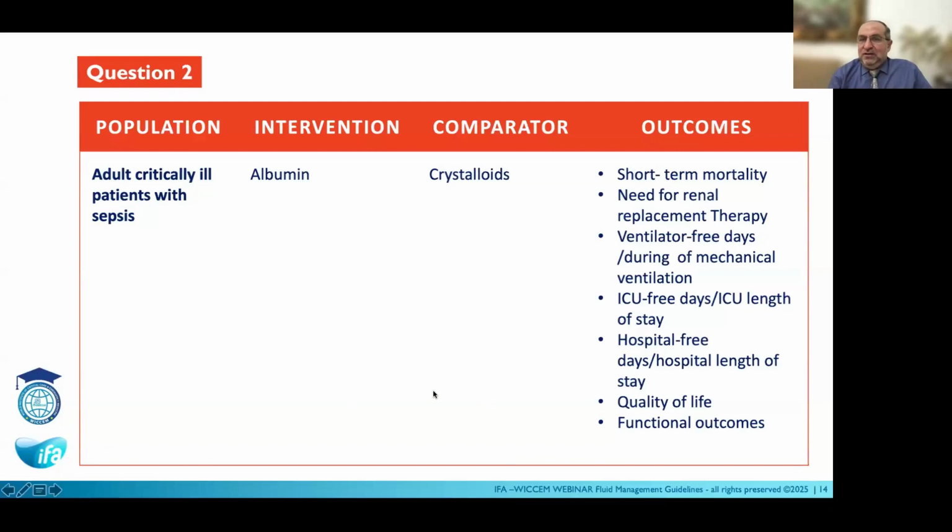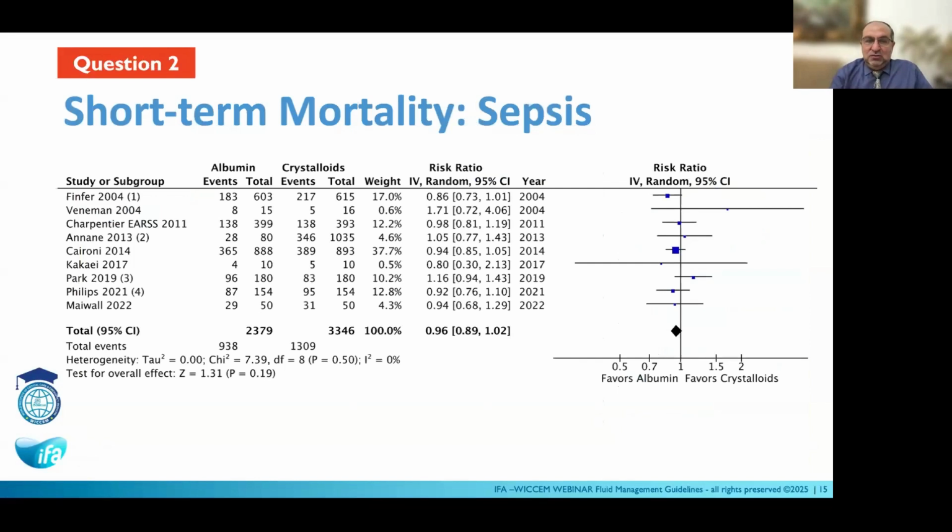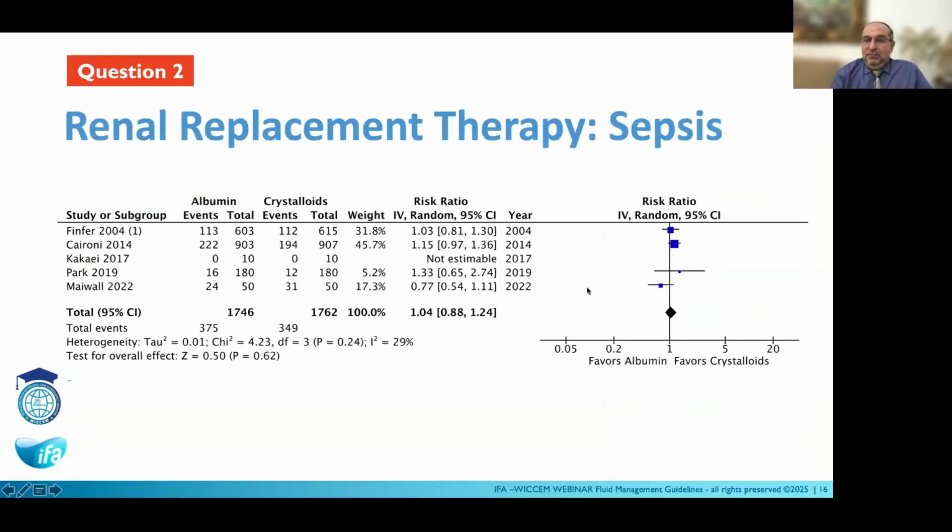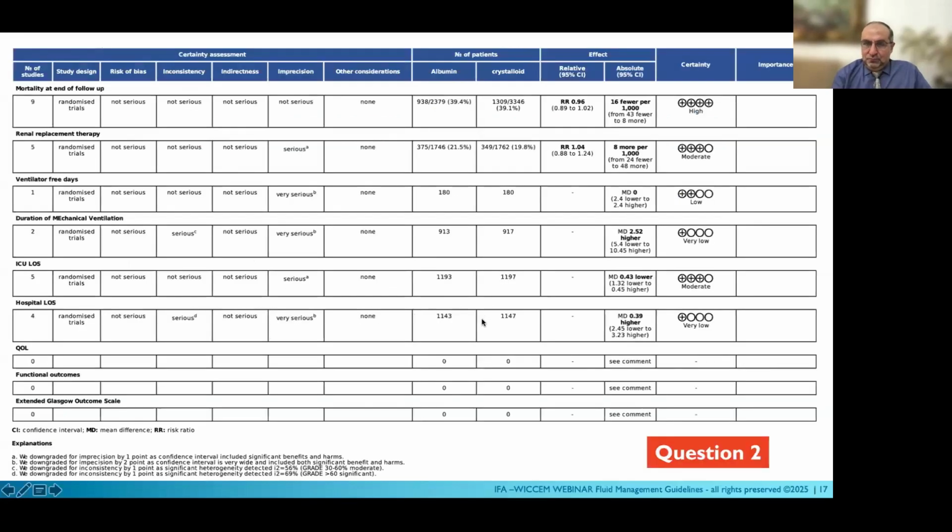Nevertheless, I think what matters for us is what's shown from the clinical trials. And the clinical trials shown here, we have 9 clinical trials, almost 5,500 patients. And the relative risk for this is 0.96, confidence interval from 0.89 to 1.02. For renal replacement therapy, the signal goes the other way, although again, not statistically significant, 1.04, 0.88 to 1.24.